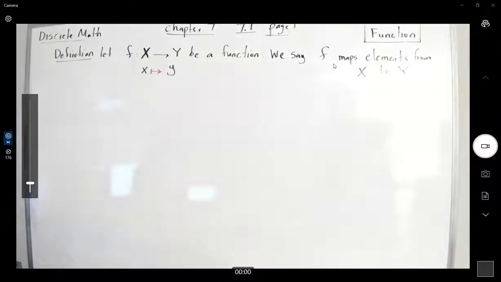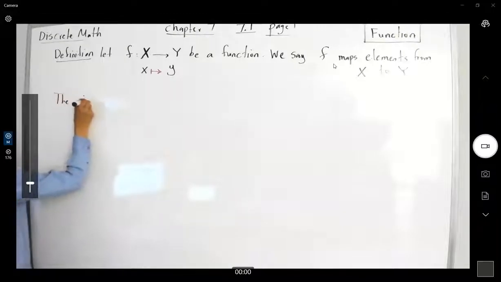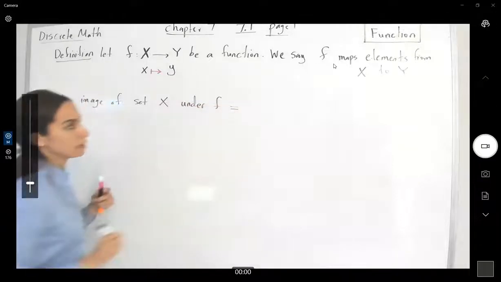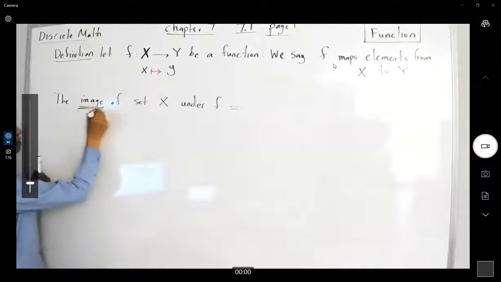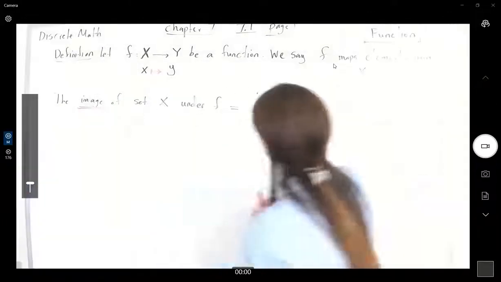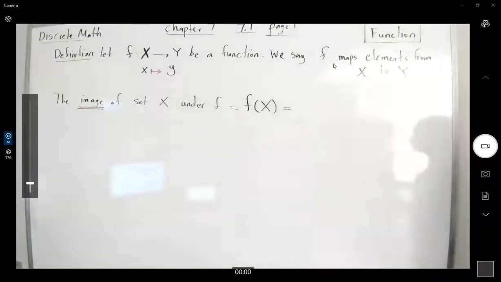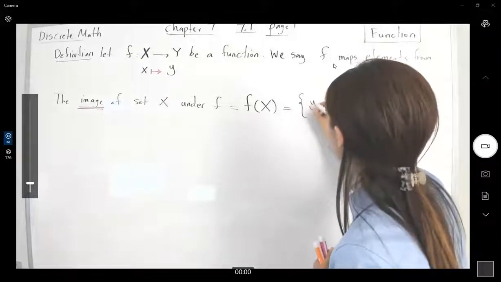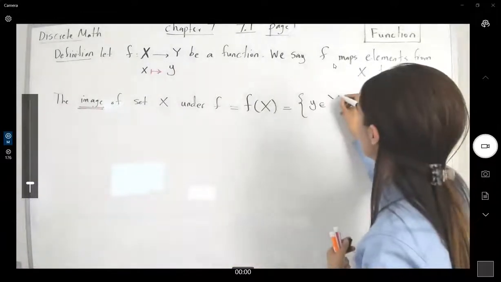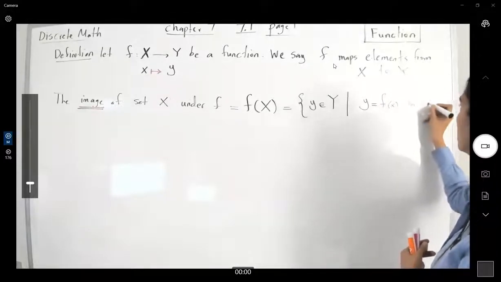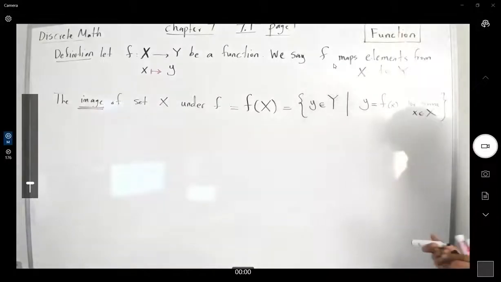Well, the image of set X under F, denoted by F(X), which is a set, is defined as the set of all y values in the codomain such that y is equal to f(x) for some x in set X.